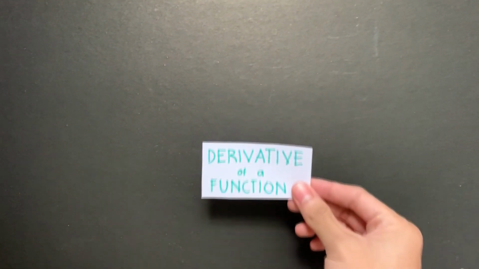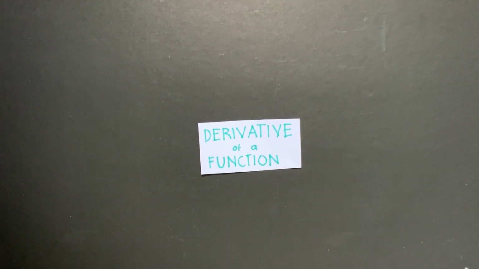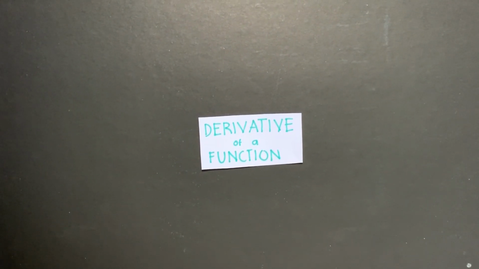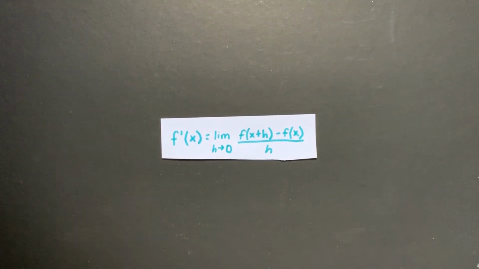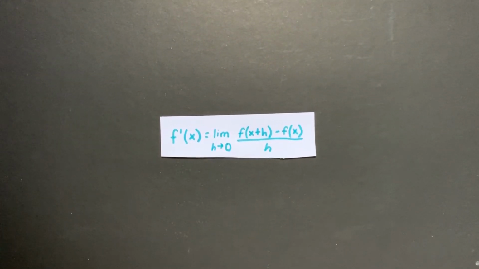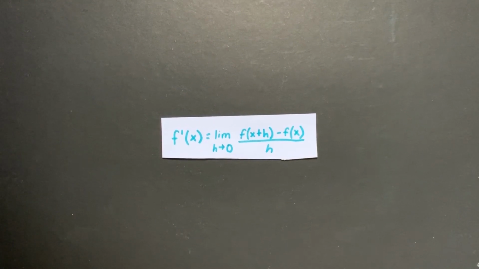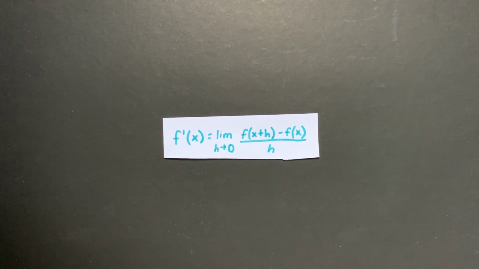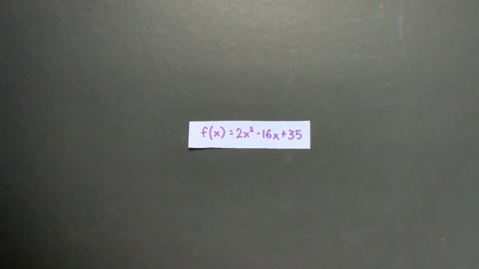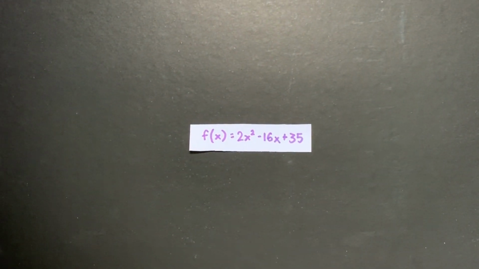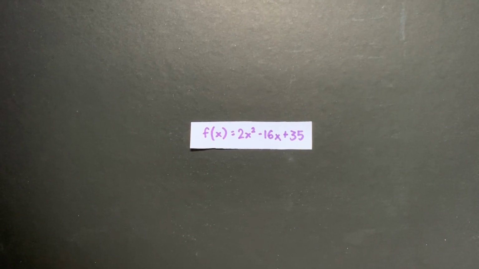Okay, so first, let us have the derivative of a function. To find the derivative of a function, you must first use the limit process. So the derivative of f of x is equal to the limit as h approaches 0 of f of x plus h minus f of x all over h. So let us have an example. We have here the function 2x squared minus 16x plus 35.